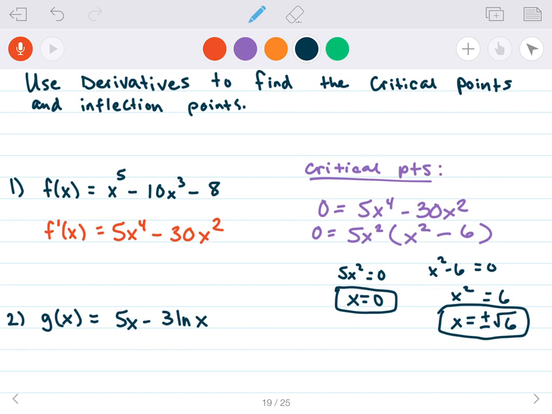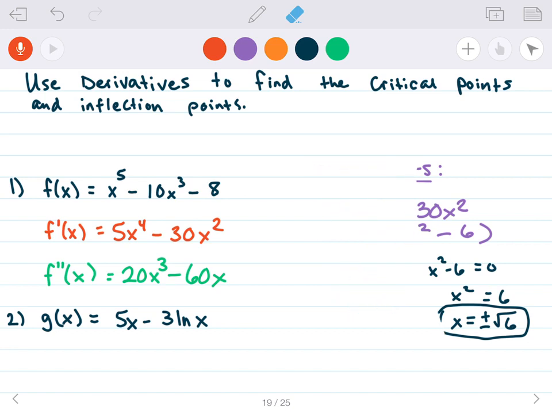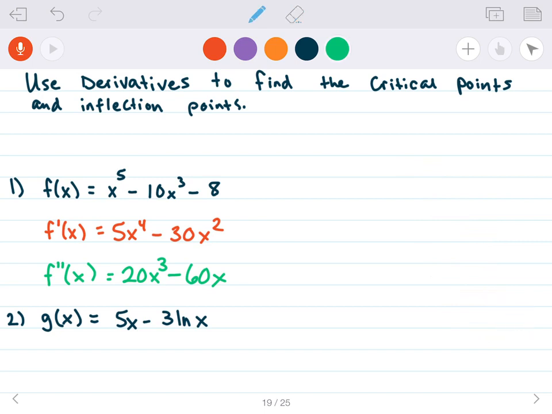All right, now let's do the inflection. So inflection comes from the second derivative. I do need to make a number line for inflection. So second derivative is going to be 20x to the 3 minus 60x. Then I'm going to factor out the GCF. And I'm actually going to erase some of this stuff just to have some more room. So what I'm going to do is factor out a 20x. And remember, I'm setting that equal to 0.